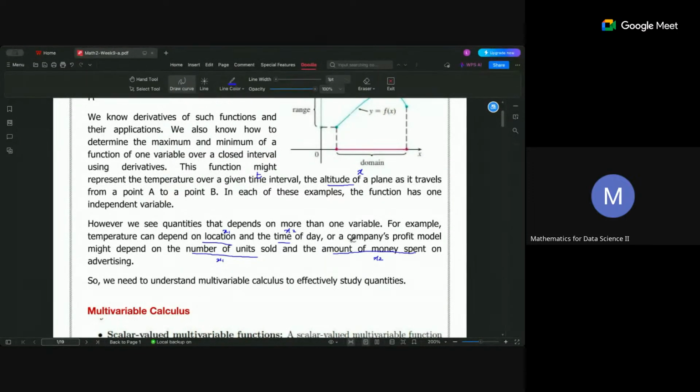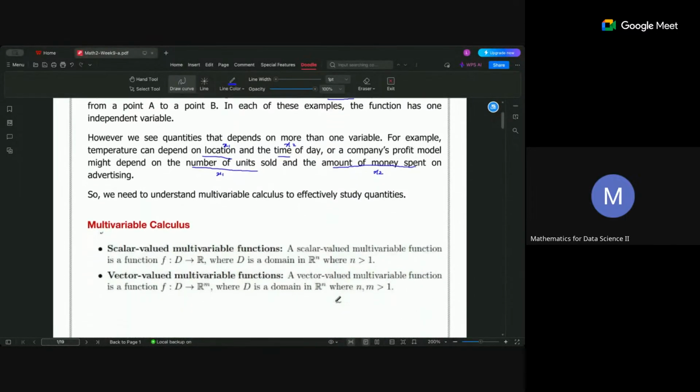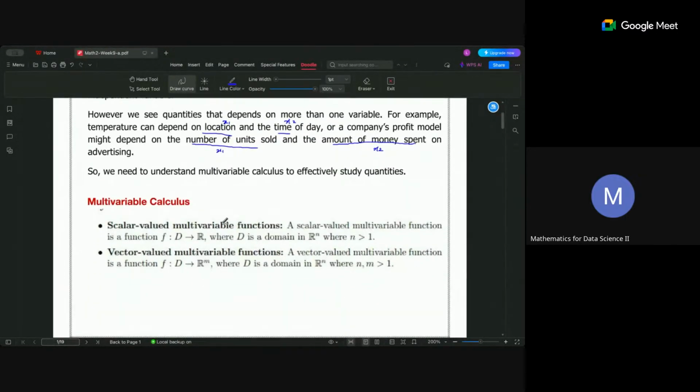Okay, so in that case, we need to have multivariable functions, and to understand what is going on for these functions, we need some properties about these multivariable functions as well. Okay, so let us first properly define what are multivariable functions. Okay, so multivariable functions, depending on what is the codomain, it can be split as scalar valued and vector valued. So what are scalar valued multivariable functions?